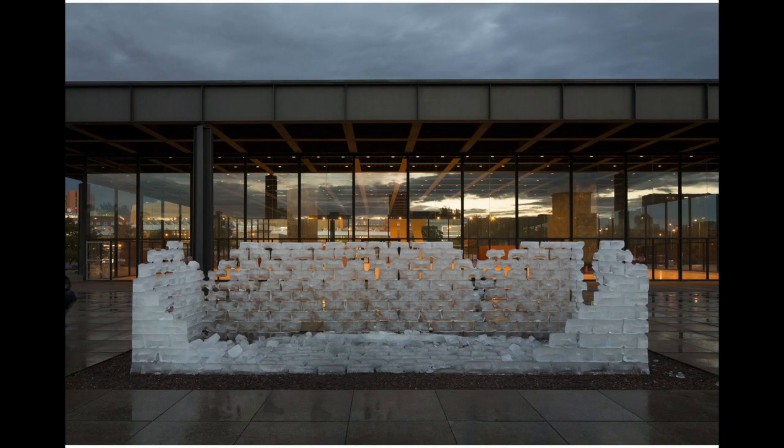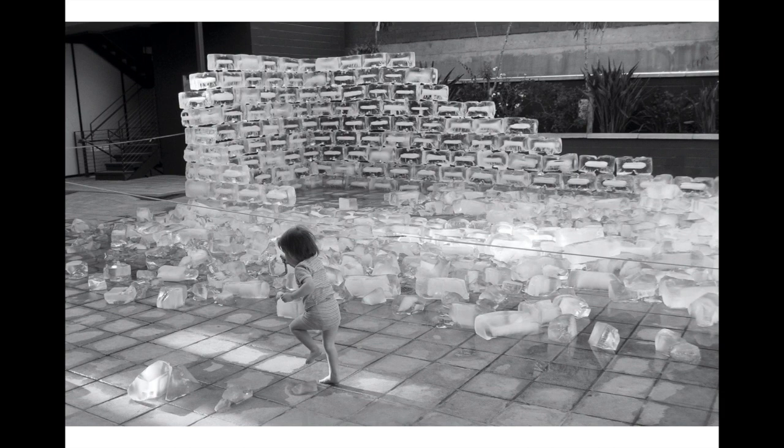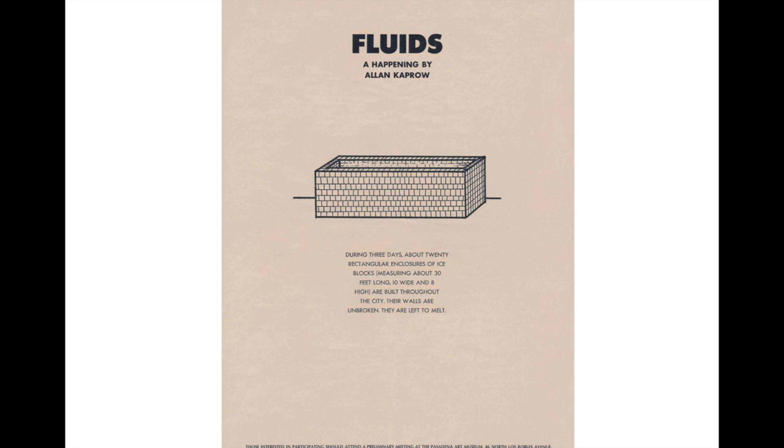And this work was also reconstructed recently for a retrospective of this artist's work. So as you can see, as the structures start to melt, they also collapse. So this is a flyer for the original happening of these works in 1967. Kaprow described this work as a happening, which was a term artists used in the 1960s to break free of the way in which art was viewed and defined in a traditional exhibition format.